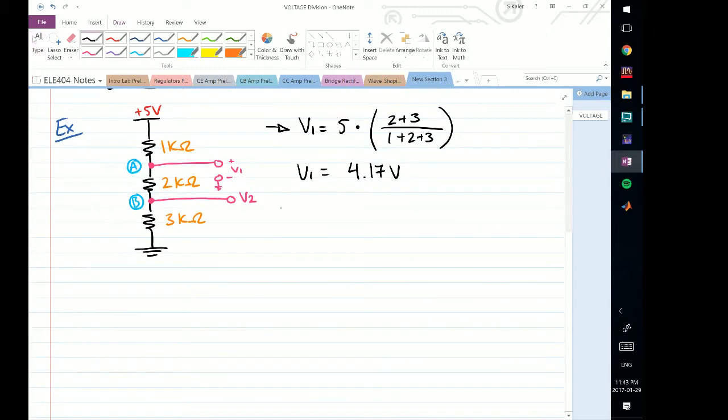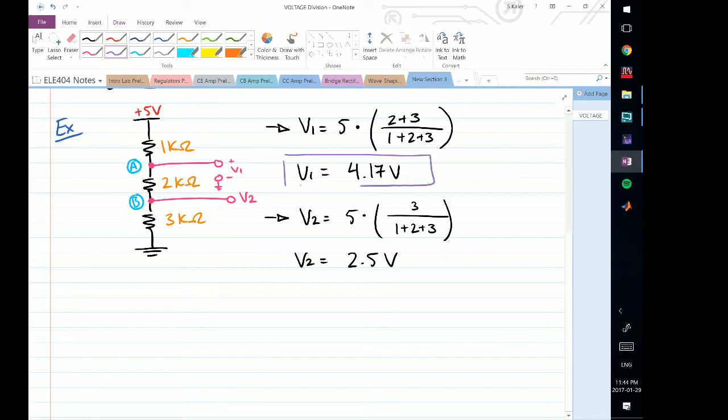Now, for V2, I will do the exact same thing. I will consider this node, let's call it B, and I will consider all the resistance between B and ground. The resistance between B and ground is simply 3 kilo ohms, so I will write that V2 is going to equal 5, which is my total voltage, or the entire branch voltage, I should say, with respect to ground. And this will be multiplied by 3 divided by 1 plus 2 plus 3. When you multiply this out and divide it, you will find that this voltage here is 2.5 volts. And so there we have it. We have our voltages V1 and our voltages V2.